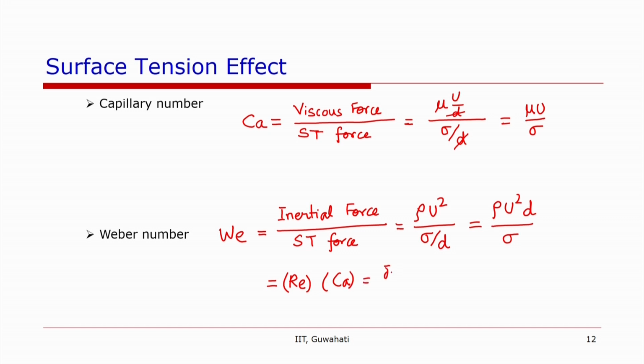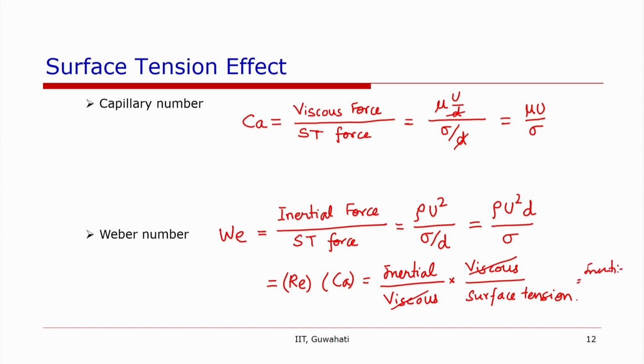Reynolds number is inertial effects divided by viscous effects, and capillary number is the ratio of viscous effects and surface tension effects. So, this becomes the ratio of inertial and surface tension effects.